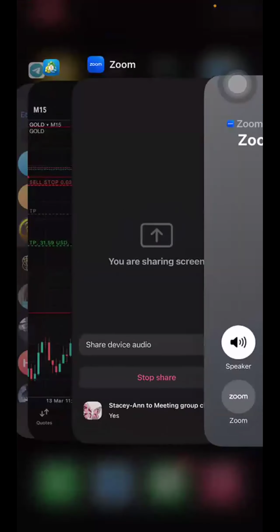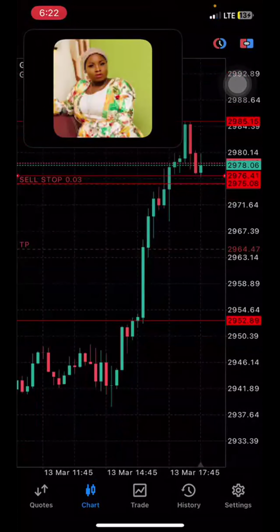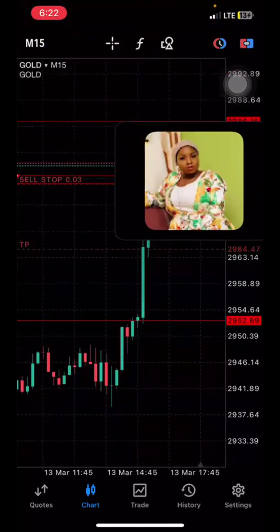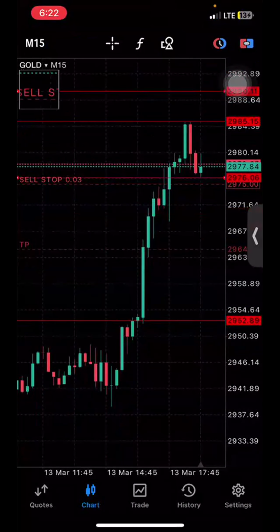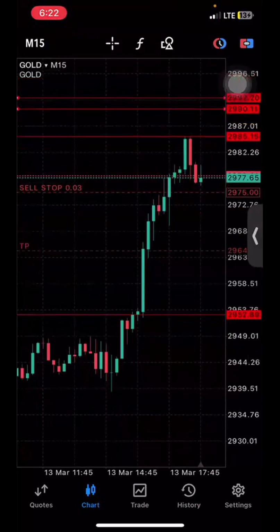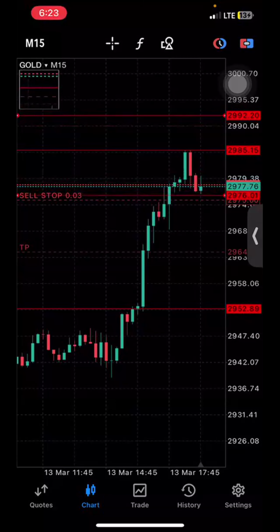All right, good. So now, this is my account currently. I want to place a trade. This is gold. I already have a pending order on gold. I'm waiting for it to pick me. I had a sell stop. I have a sell stop and I'm waiting for it.